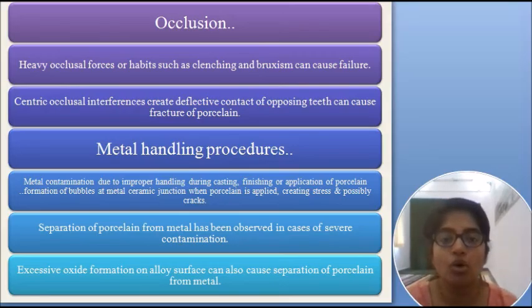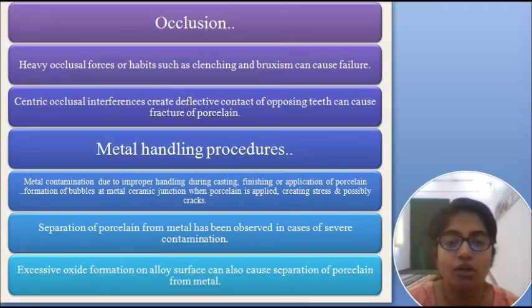Now coming to occlusion, again and again we are seeing that occlusion plays a major role, especially in the mechanical failures. Heavy occlusal forces or habits such as clenching and bruxism can cause failure. Centric occlusal interferences create deflective contact of opposing teeth and cause premature fracture of the porcelain.